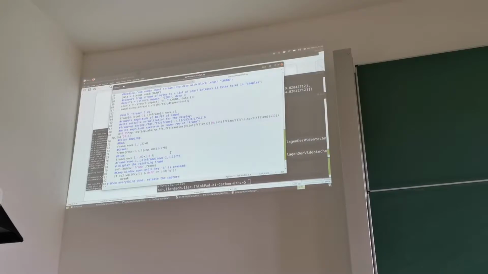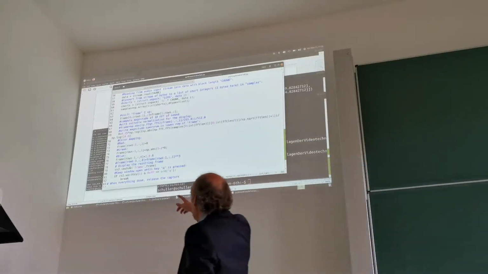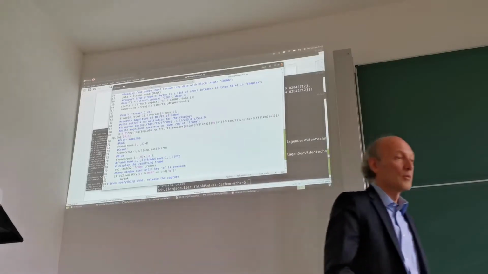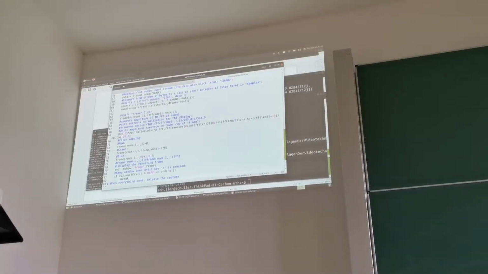Who knows imshow? Who doesn't know imshow? Basically, as I show here, imshow expects, if it's color, a tensor of 3 dimensions. You can see the dimensions here: first is the row index, second is the column index, and the last is the primary color index.